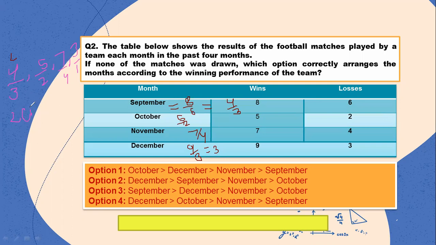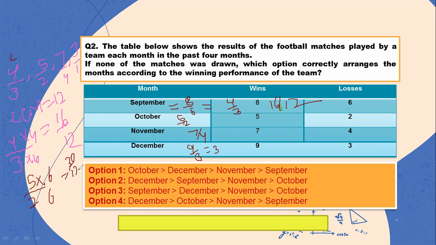LCM is 12. So when LCM is 12, here 4 by 3, if you want to make it 12, you have to multiply by 4. So this will become 16 upon 12. The next one is 5 by 2. So 5 by 2, you can multiply by 6, and this will become 30 upon 12.